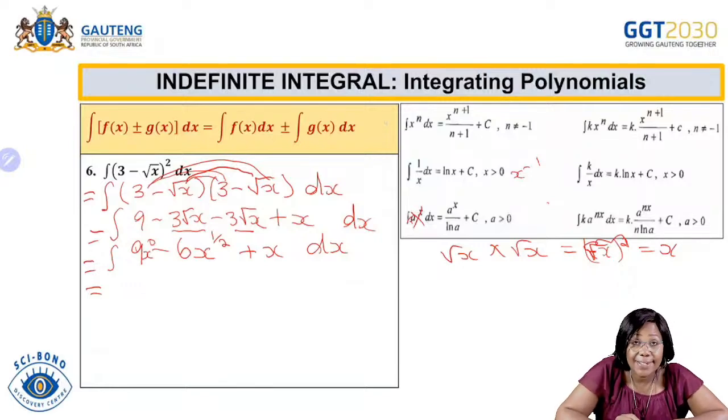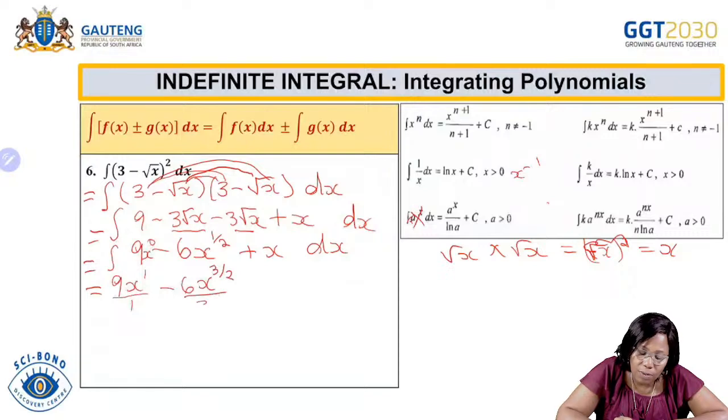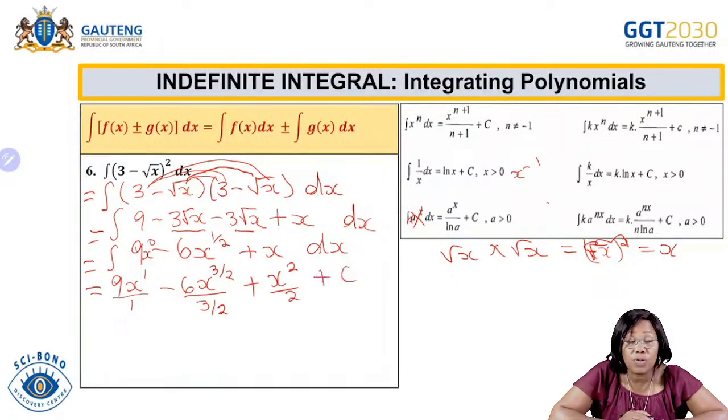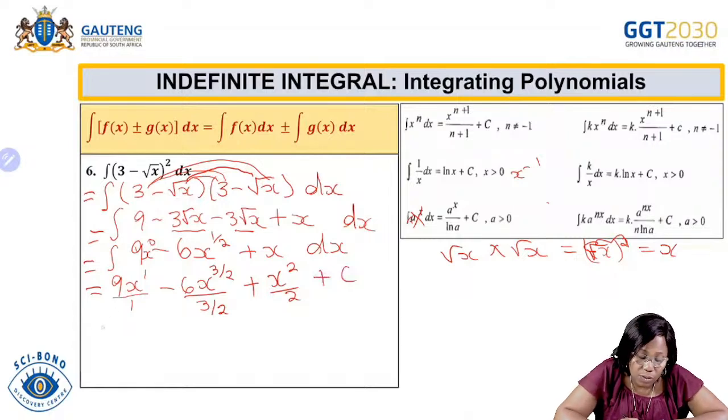And then now let's integrate. So it will be 9x to the power, we will be adding 0 plus 1, which is 1 over 1, minus 6x to the power half plus 1 is 3 over 2 over 3 over 2. Plus x to the power 1 is 1 plus 1, which is 2 over 2, plus c because we are integrating. Can you see that now, grade 12? Our final answer will be 9x.